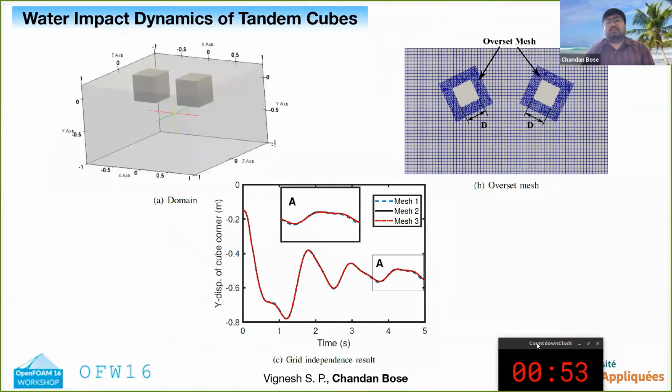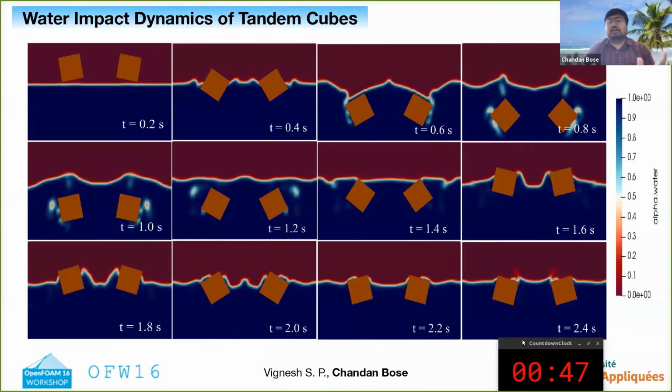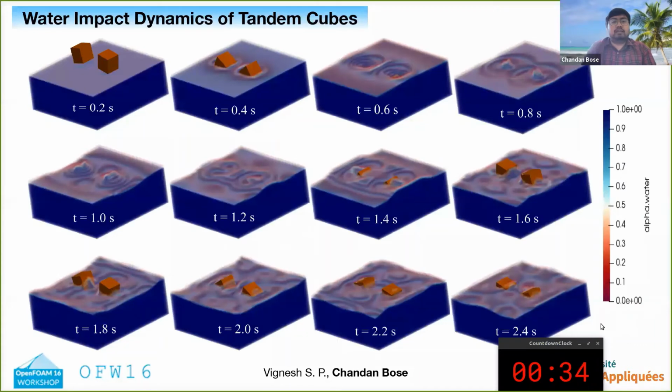To test it further, we have taken this case of tandem cubes. Next slide, please. I can assure you the simulations are grid converged and well validated. These are some nice contours of the alpha water values. Here we are trying to track the interface and what kind of splashing dynamics it undergoes. Next slide, please. This is the volume contours, which shows a very nice visualization for understanding the physics. Next slide.